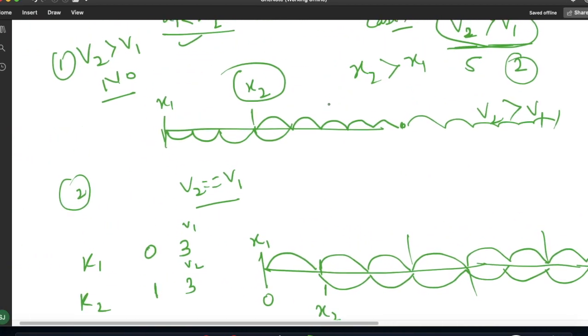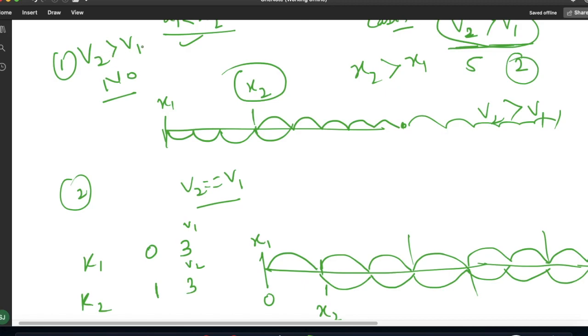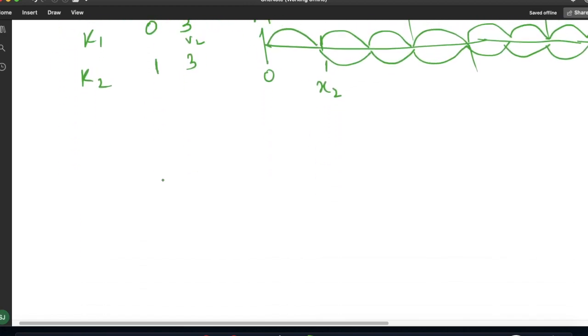So you can see whenever v2 is greater than v1, or v2 is equal to v1, they will never meet. So we are done here with two test case scenarios. Now let me take one more example.